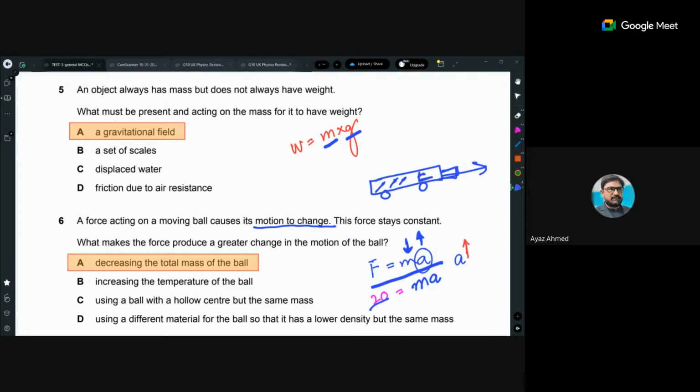Okay, using a different material for the ball, so that it has a lower density but the same mass. If the mass is the same, in this equation there is no relation of density with force and acceleration. So even if the object is more dense, it's going to accelerate at the same rate if it has the same mass. Yes, if it has the same mass, its volume should be decreased now.